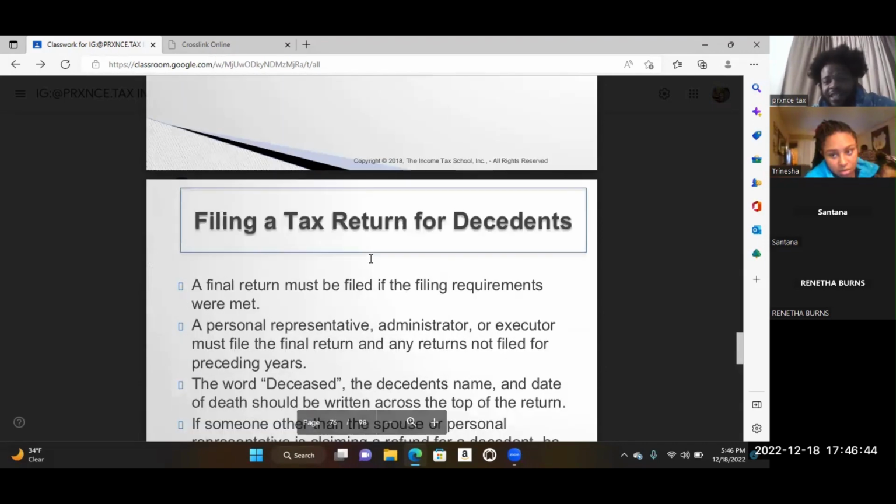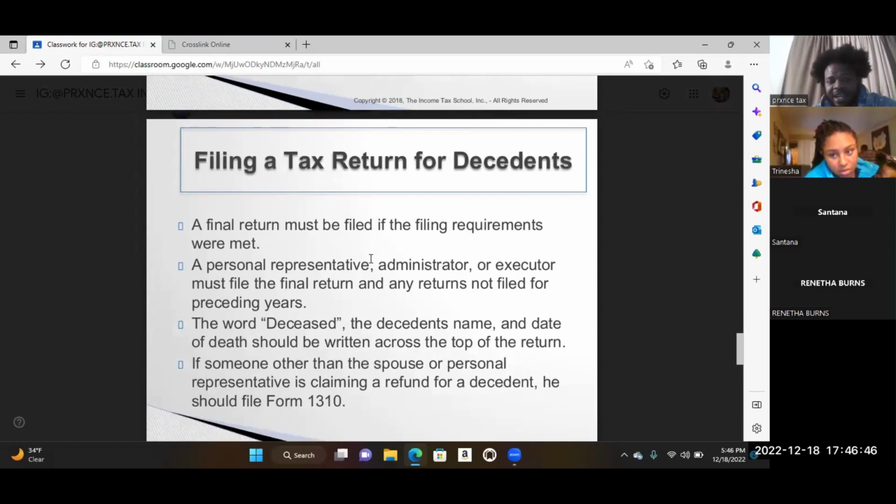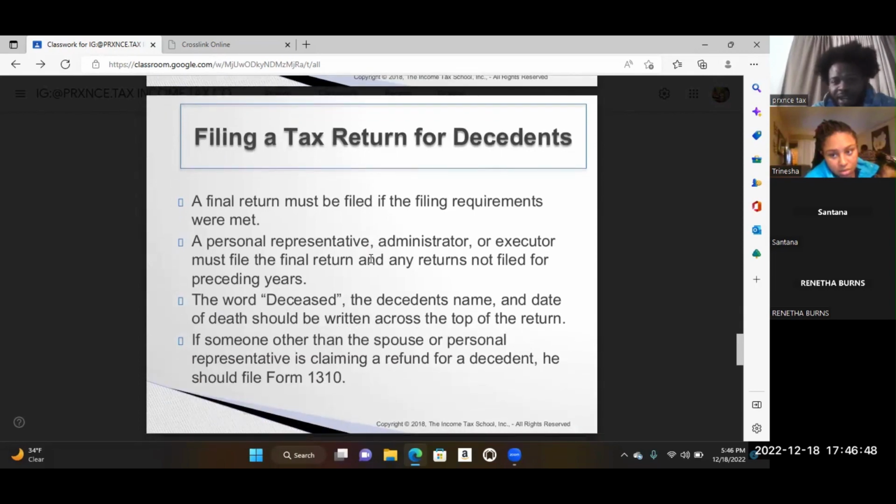All right, so filing a tax return for decedents. A final return must be filed if the following requirements were met. A personal representative, administrator, or executor must file the final return, and any returns not filed for preceding years. Write the word deceased, the decedent's name and date of death across the top of the return, and if someone other than the spouse or personal representative is claiming a refund for a decedent, he should file Form 1310.